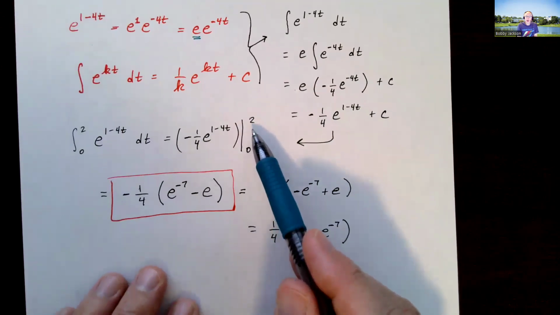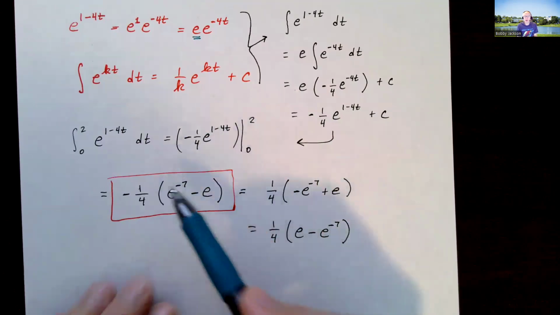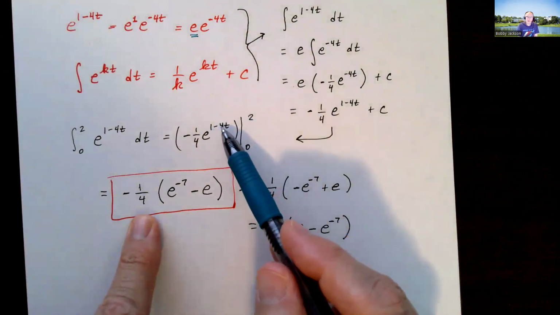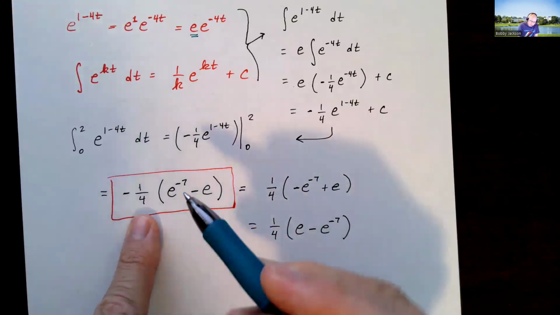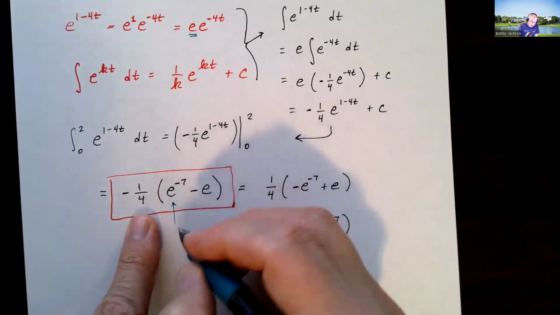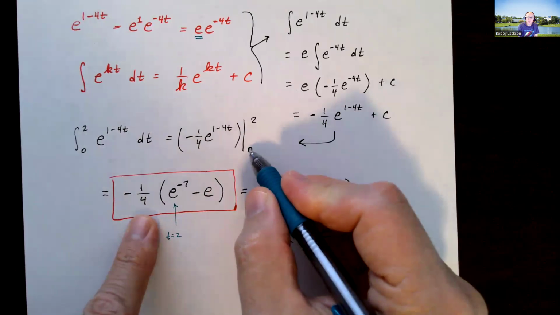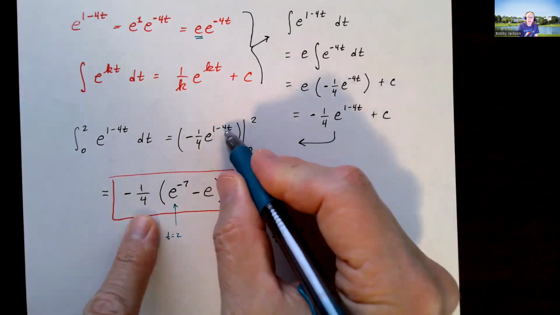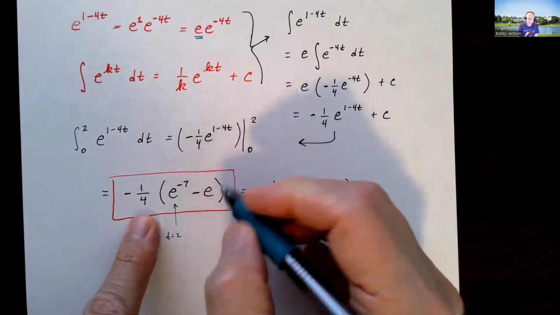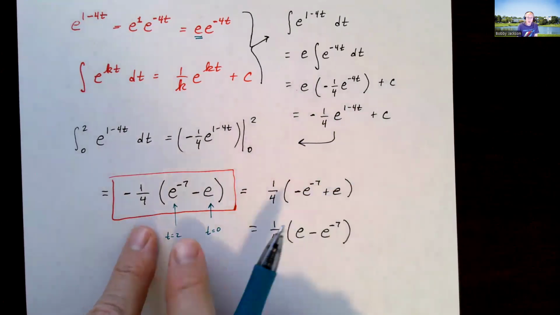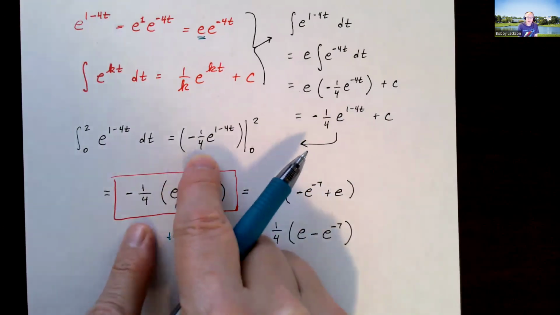When I plug in 2, now this negative 1/4, I'm just going to factor that out right here. So now I'm going to plug in 2. What do I get? 1 minus 4 times 2 is 8. 1 minus 8, that's negative 7. I get e to the negative 7. So this right here is the evaluation when t is equal to 2. And then I'm going to plug in 0. What do I get when t is 0? I get 1 minus 4 times 0. That's 1. I get e to the first power. So that's not 0, that's e. So that's when t is 0. So this would be a fine answer right here. I just factored out the negative 1/4 here.